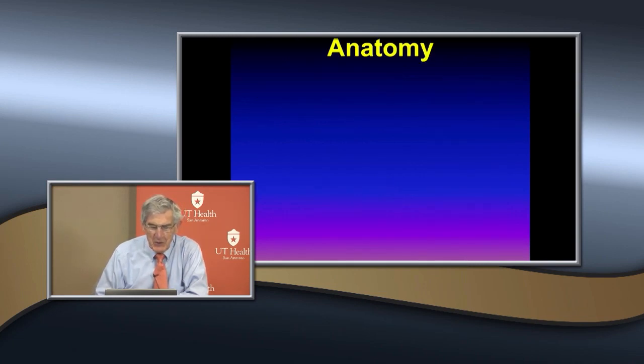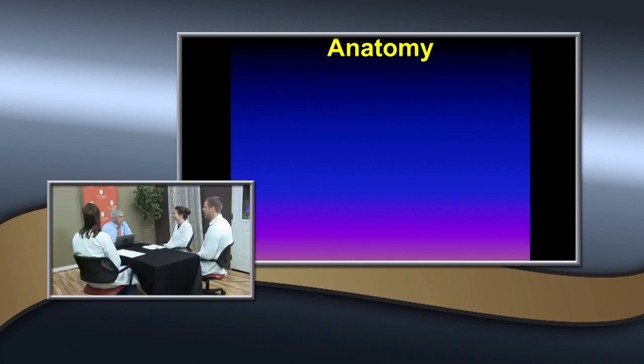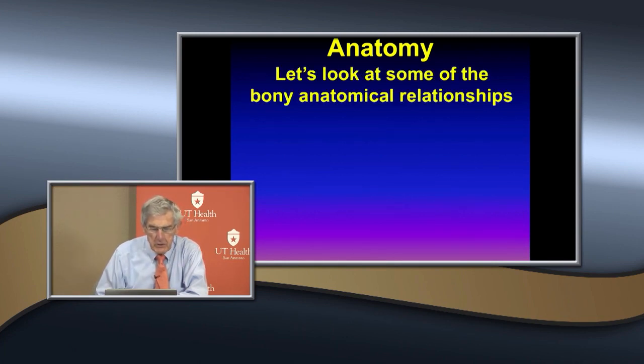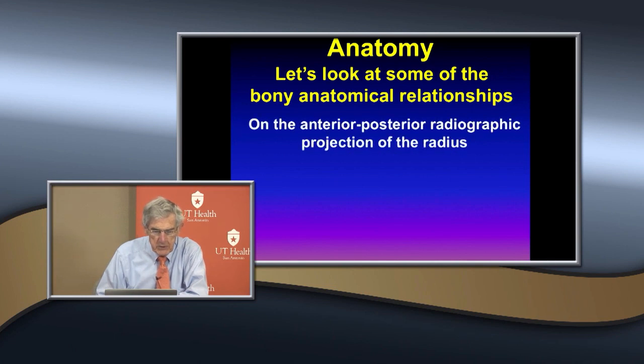Okay, so we'll talk a little bit about the anatomy. Is it important in the anatomy? Yes. Why is that? It determines how the fracture will displace. That's right. Very good. That's the muscle forces. Once you release the integrity of the diaphysis, then the muscles have a tendency to displace the fragments. So let's look at some of the bony anatomic relationships.